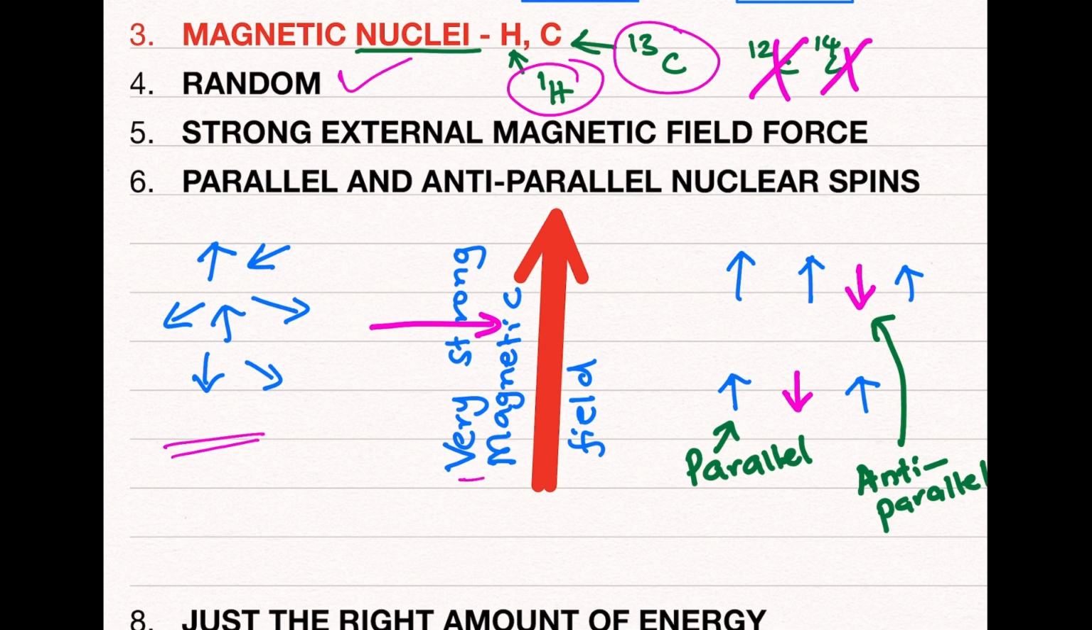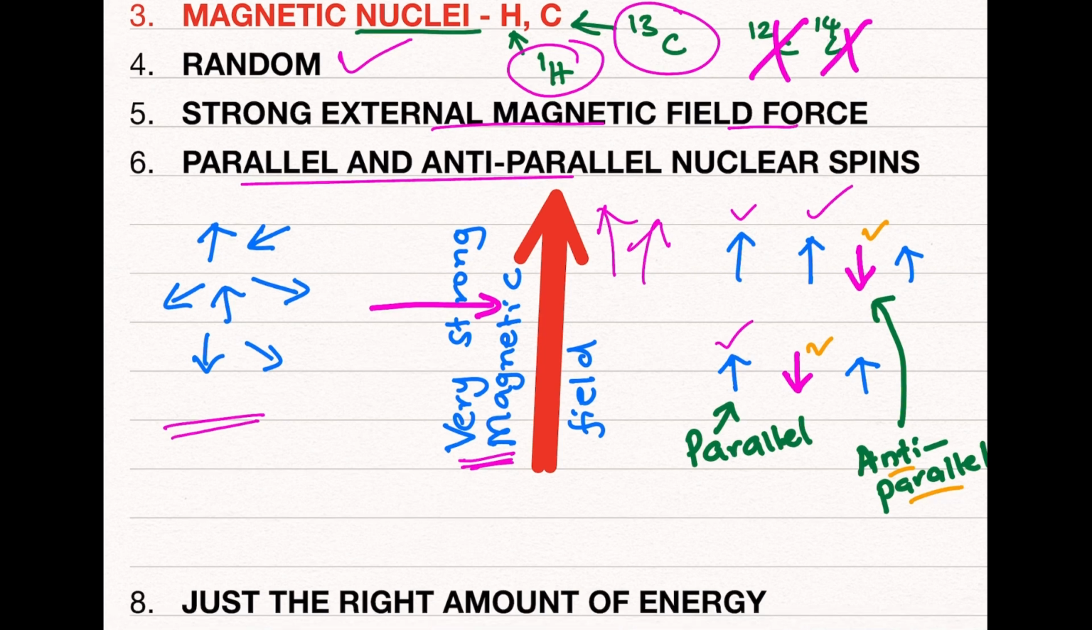But when you introduce a very strong magnetic field facing this direction, see this red arrow? So a very strong magnetic field force, this will force the nuclei to align themselves in such a way that they are parallel. Look at these blue ones. They are parallel to the field. They're facing the same direction with the magnetic force. And a few of them, look at the purple ones. These ones are anti-parallel.